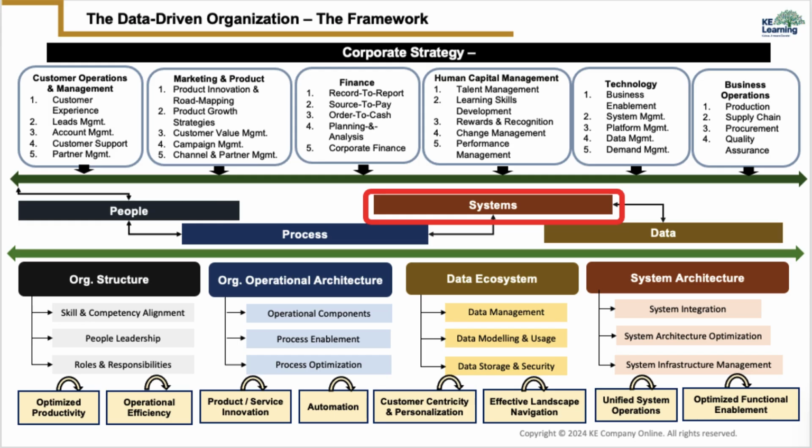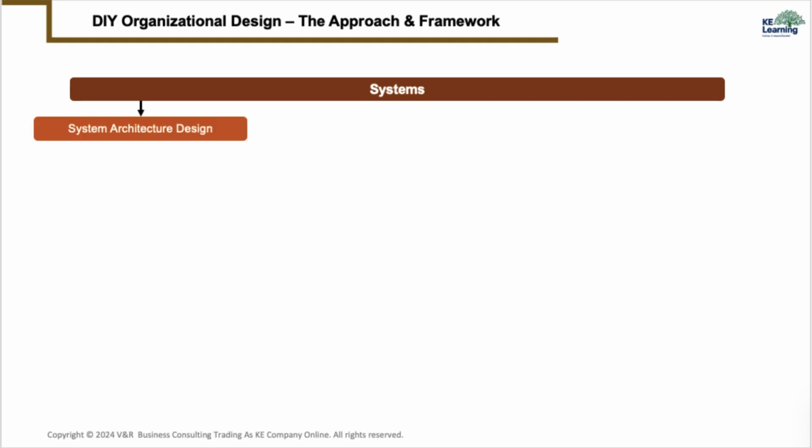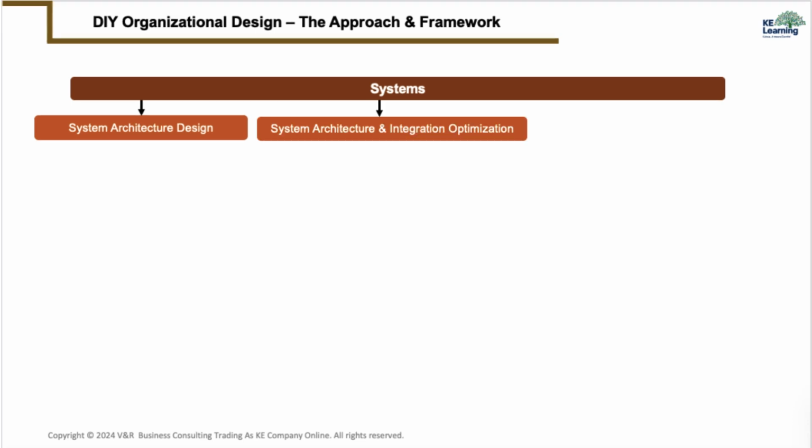We now move on to the component of systems, the subcomponents of which include system architecture design, which involves the creation of a blueprint by defining structural elements, components, interactions, as well as operating environment. System architecture and integration optimization involves optimizing the workflow of integrated systems in order to improve efficiency, reliability, and performance.